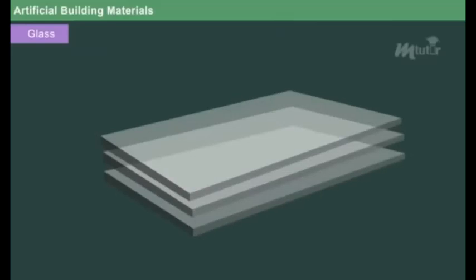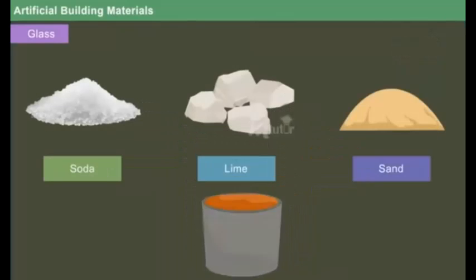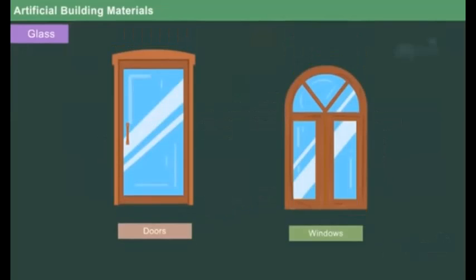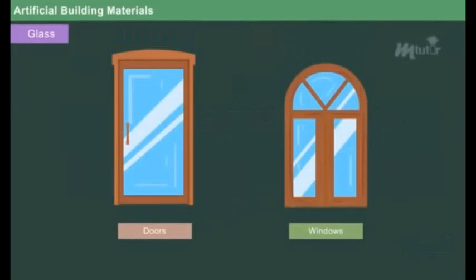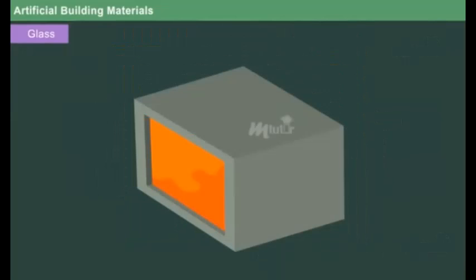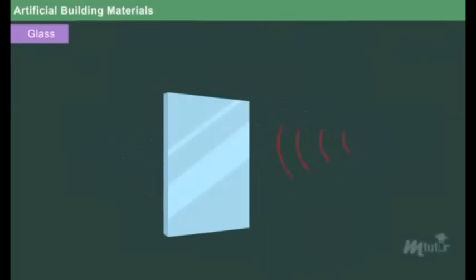Glass. Glass is manufactured by heating soda, lime, and sand. Glass is widely used as a construction material for glazing doors and windows in the form of tempered glass. Tempered glass is produced by heating a glass plate followed by a sudden cooling process. Moreover, glass is further used for soundproof partitions.